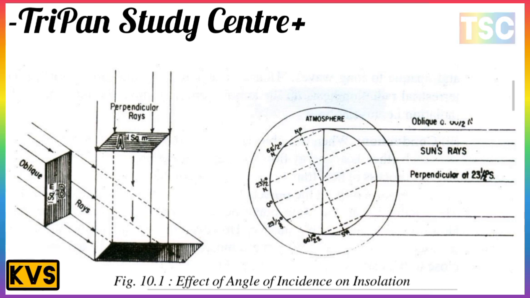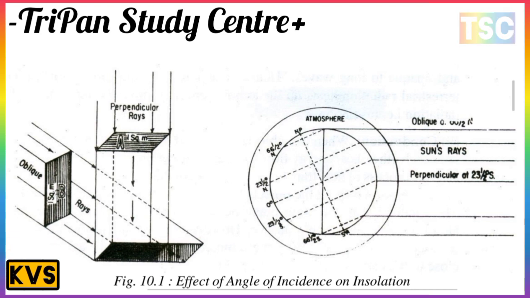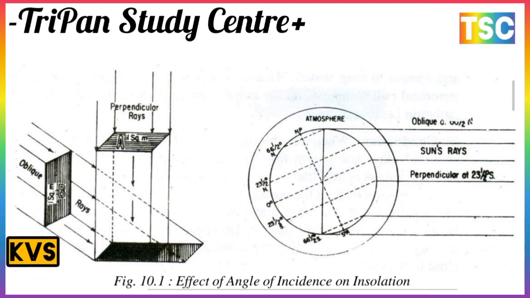And important here, this diagram: the effect of the angle of incidence on insolation. This is a most important diagram, shown on your screen. The sun is at the angle here. Here it shows the angle of the atmosphere, and zero is where the sun's rays are perpendicular. The perpendicular ray goes to this side, and these are the incidence on insolation.